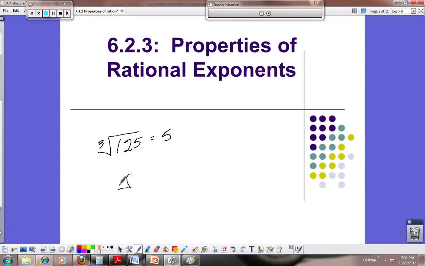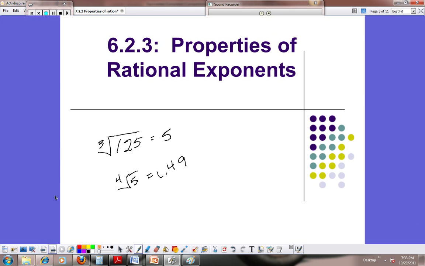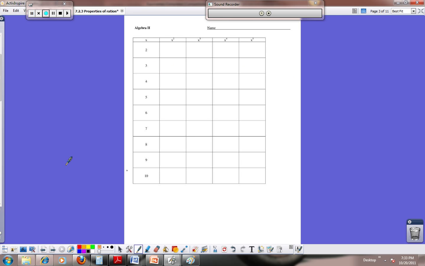However, when we found the fourth root of 5, it was about 1.49. So it didn't come out perfect, and remember, it's called an irrational number, all the way from Unit 1. And so we really don't want to deal with any irrational numbers. All of the numbers that we want to deal with, we want them to come out nice and pretty and perfect. So sometimes we just have to leave them in radical form.